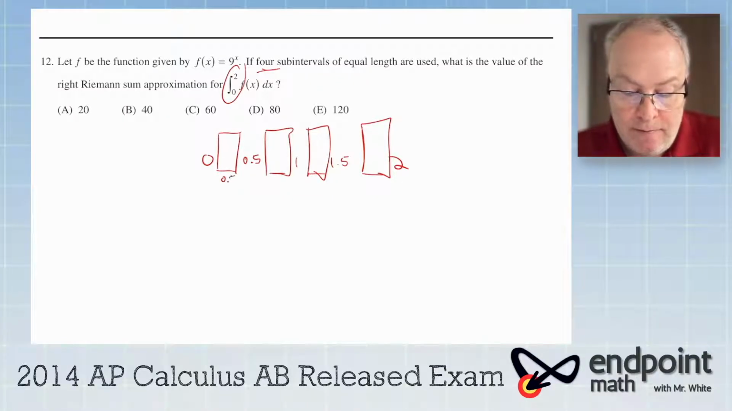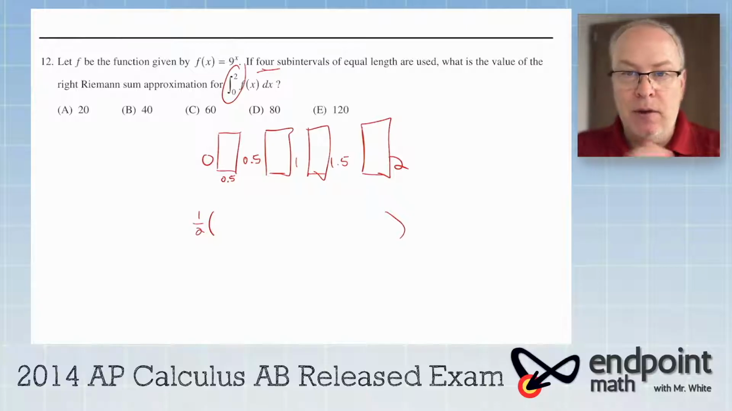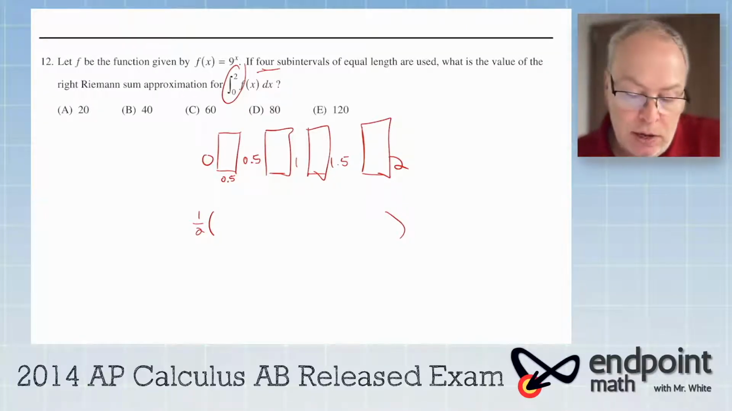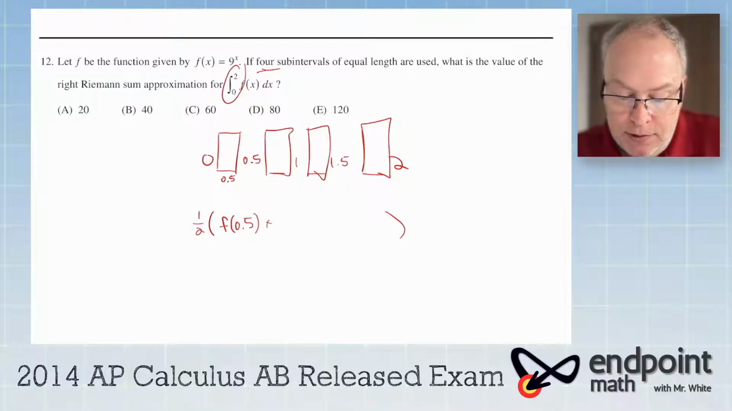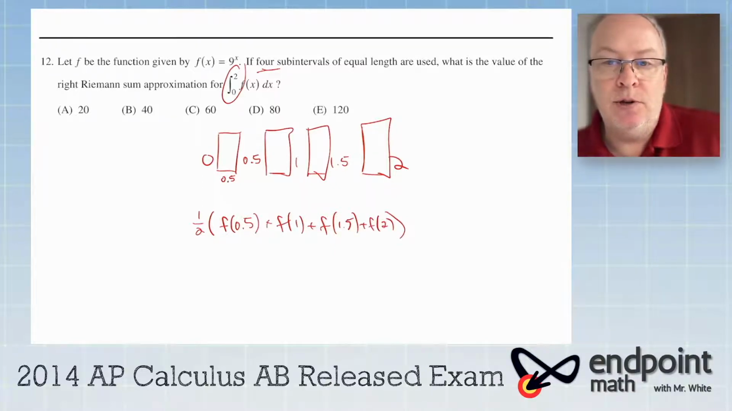These are all 0.5. So we're going to have 1/2 times the height, 1/2 times the height, 1/2 times the height, or we could make it a little faster and use the distributive property to our advantage. So this is going to be f of 0.5 plus f of 1 plus f of 1.5. And if I were actually taking the exam, I probably wouldn't write this out. I'm just trying to help you understand what I'm doing.